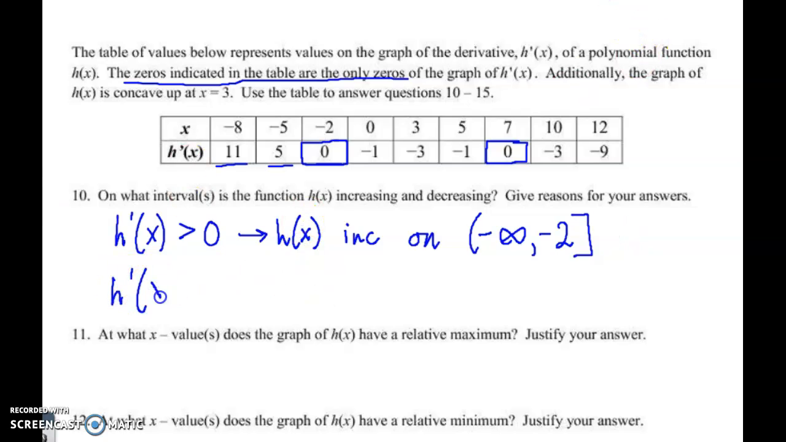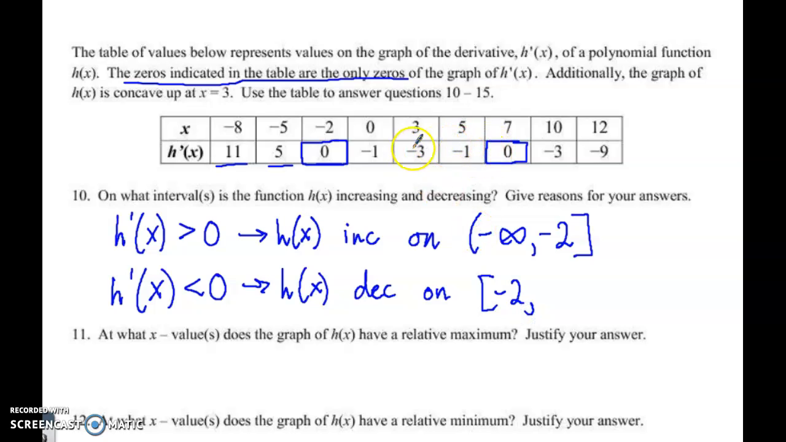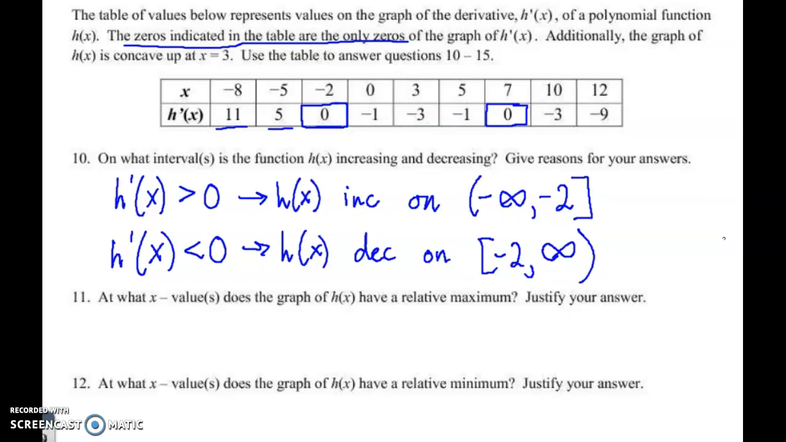So what about where the derivative is less than 0? That means h of x is decreasing. And that would be from -2. Even though the graph goes back to 0, on either side, they're negative values. So it stays negative throughout. Okay. If it said open intervals, maybe you could say -2 to 7, union 7 to infinity, but I like this answer better. So where would we have a relative max?